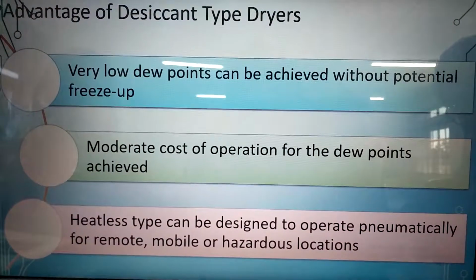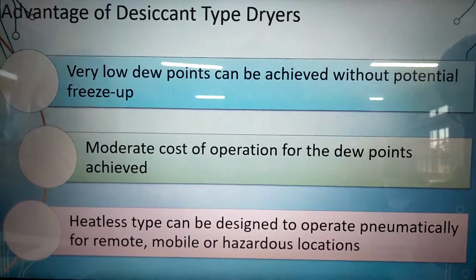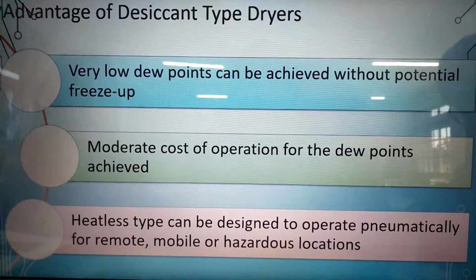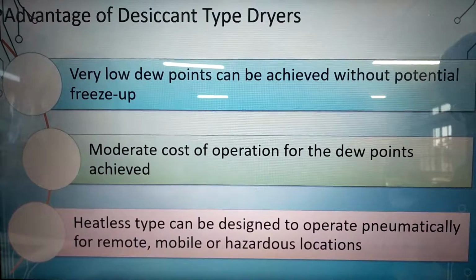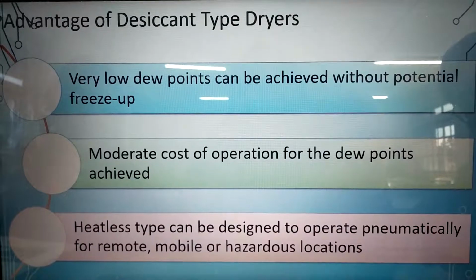Advantages of desiccant type dryers. Very low dew points can be achieved without potential freeze-up. Moderate cost of operation for the dew points achieved. Heatless type can be designed to operate pneumatically for remote, mobile, or hazardous locations.